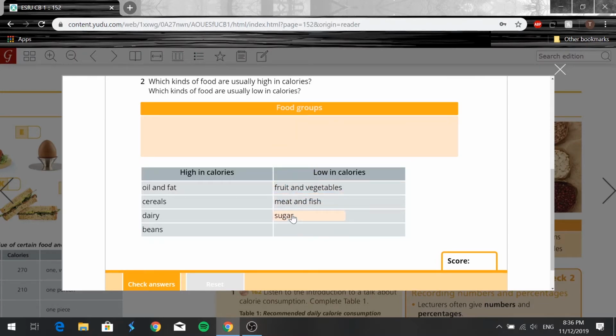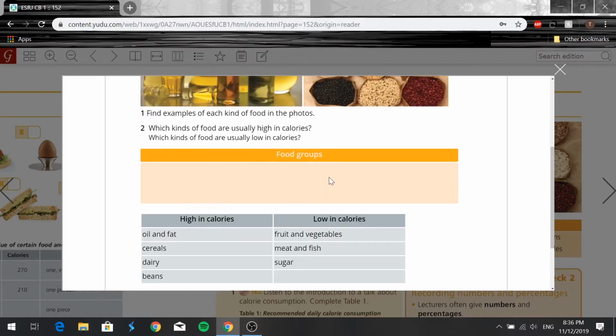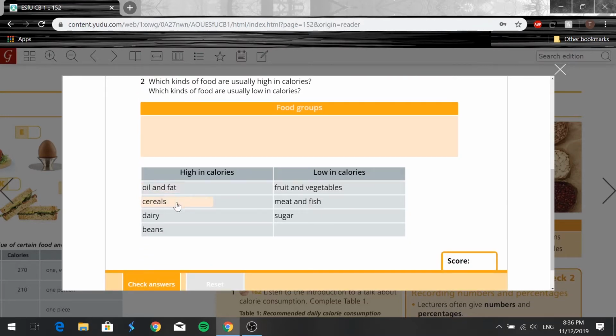and sugar, you'd be surprised that sugar is actually low in calories. So whenever someone tells you that sugar is the problem, sugar is actually not the problem. It's the excess calories that are the problem. Sugar itself, 1 tablespoon of sugar has around, like we saw, 20 calories, more or less, depending on the size of your spoon. So again, sugar itself is not the problem, but the moment you add sugar and excess calories, that's where problems start to arise. So these were the different food groups. Again, high in calories: oil and fat, cereals, dairy, and beans. And low in calories, we have fruits and vegetables, meat and fish, and sugar.